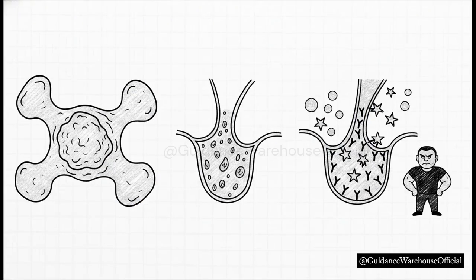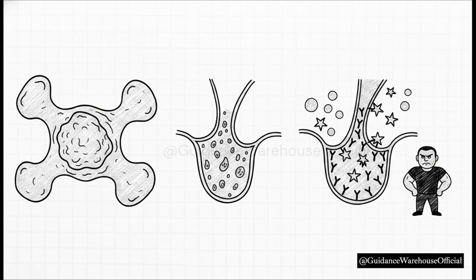When the cell needs to bring really heavy cargo inside, it uses endocytosis. This is where the plasma membrane actually folds inward, creating a little pocket that pinches off into a bubble-like vesicle. There are three flavors of this. First is phagocytosis, or cell eating, where the cell engulfs large particles or whole invaders. Second is pinocytosis, or cell drinking, taking in small gulps of fluid.